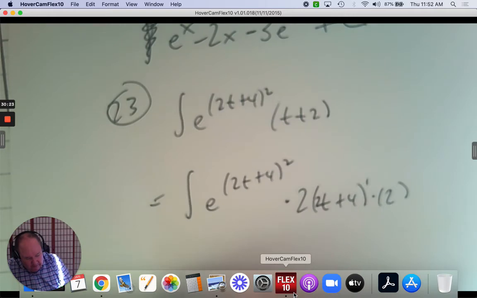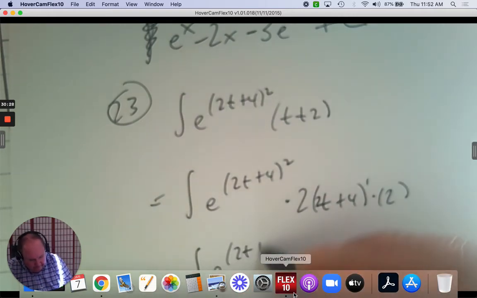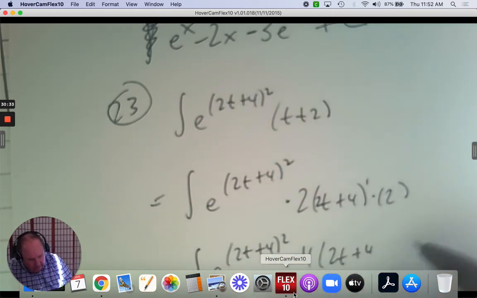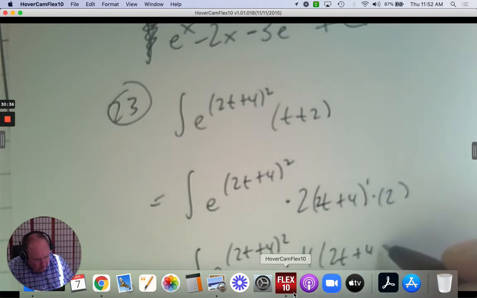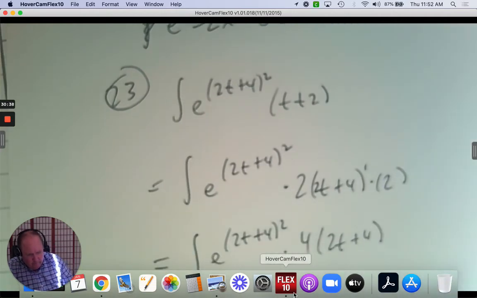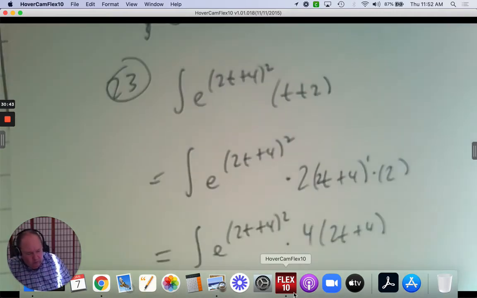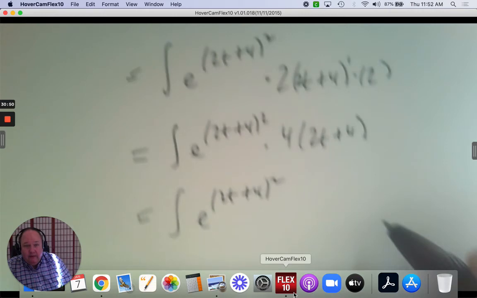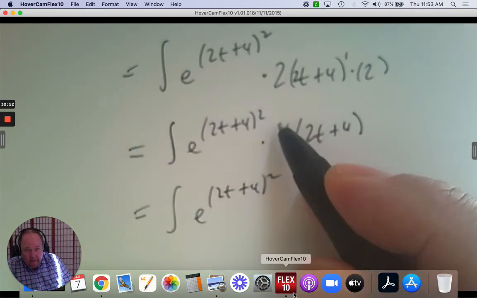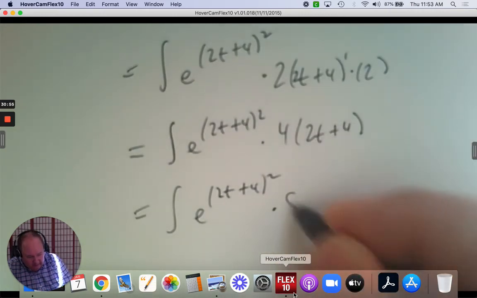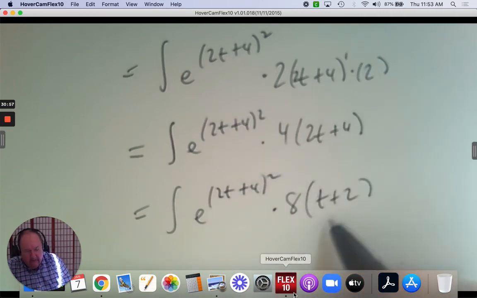So if I put this together, it'd be 4 and then 2t plus 4. Right? All right, I want these to match up. So in order for them to match up, I'm going to factor out a 2 in front. So if I factor a 2 out, it now becomes an 8. And then I have it so I can match up.